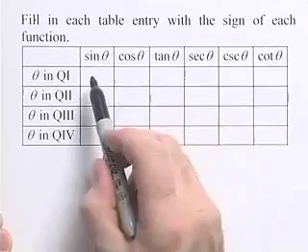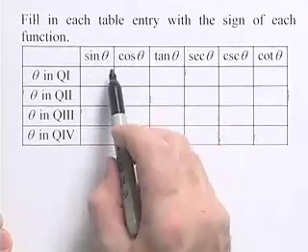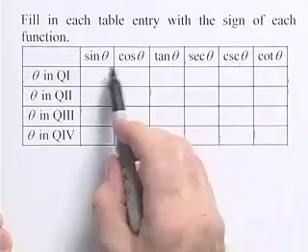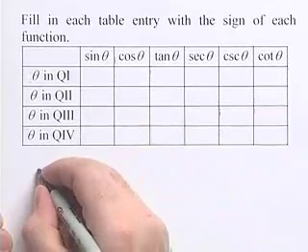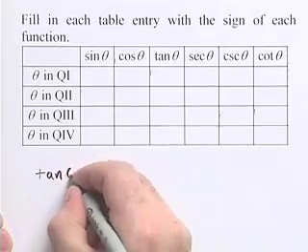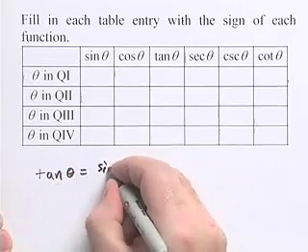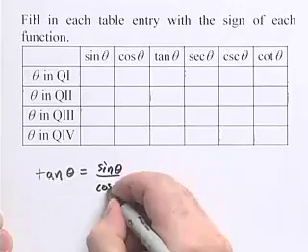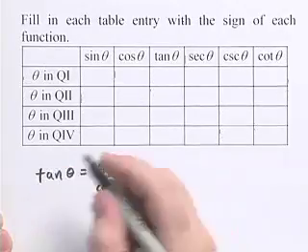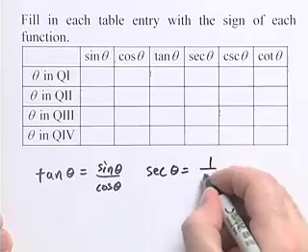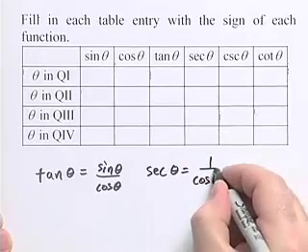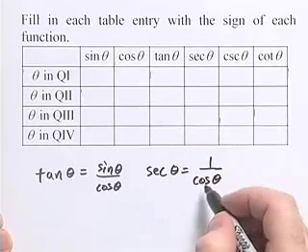Really, to fill in this table, we only need to worry about sine and cosine. These other 4 trig functions are all related to the sine and the cosine. And so we're going to review that by writing them down below. The tangent of theta is equal to the sine of theta divided by cosine theta. Secant of theta is equal to 1 over cosine theta. So it's going to have the same sign as the cosine.